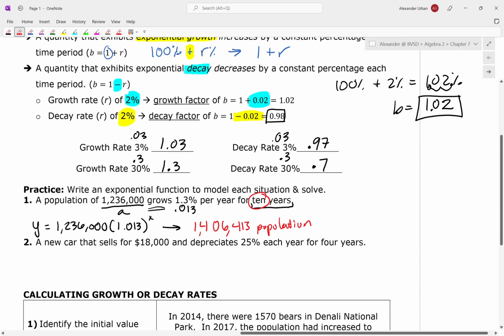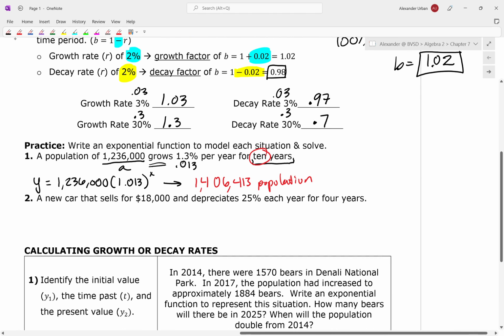Okay, on number 2, we have a new car. In this case, I changed this cost to $38,000 in my class, but I'll keep it as $18,000 just in case. So we have an a value of $18,000, and it's going to depreciate 25%, or 0.25, each year. So if I'm writing my equation, I'm going to start off with my a value, which is 18,000, and I'm going to multiply by 0.75. I'm going to highlight this. So now you know it definitely depreciates or decays because it's less than 1, and it decays by 25% each year.